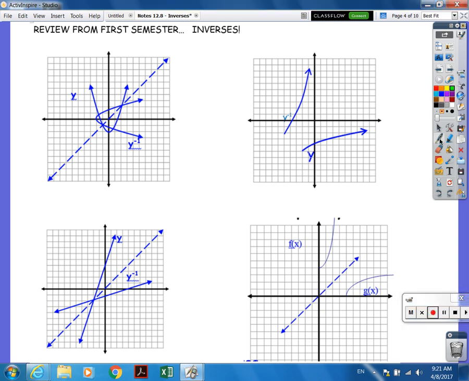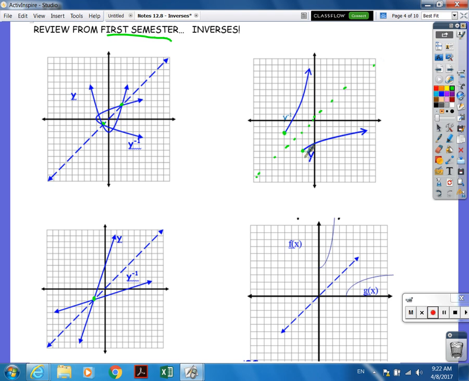Okay, we're starting to look at inverses, and we did this last semester. We did it with lines and with radicals and with parabolas, and the idea was that inverses reflect over the line y equals x, and if they cross, it's going to be actually on that line. If they don't cross, it's going to be still a mirror image, and points are going to change position.